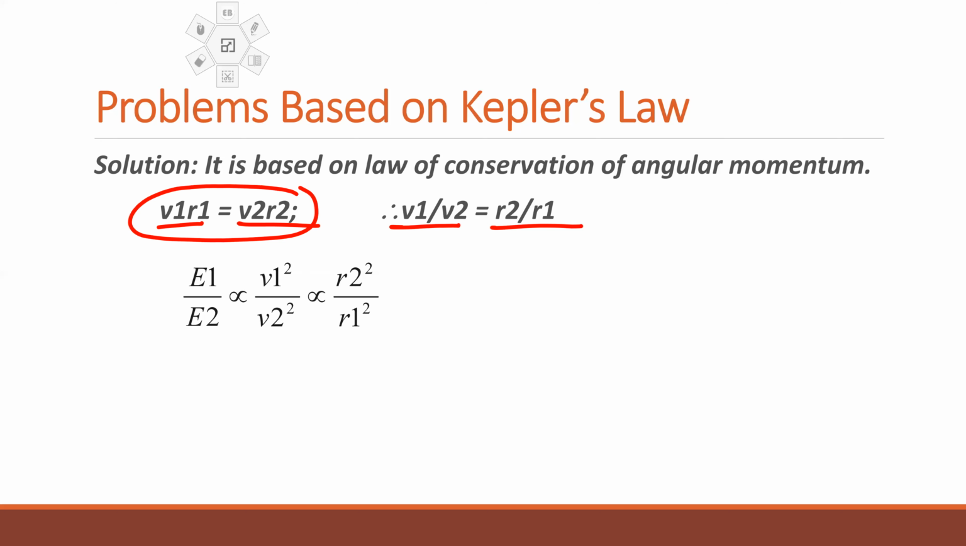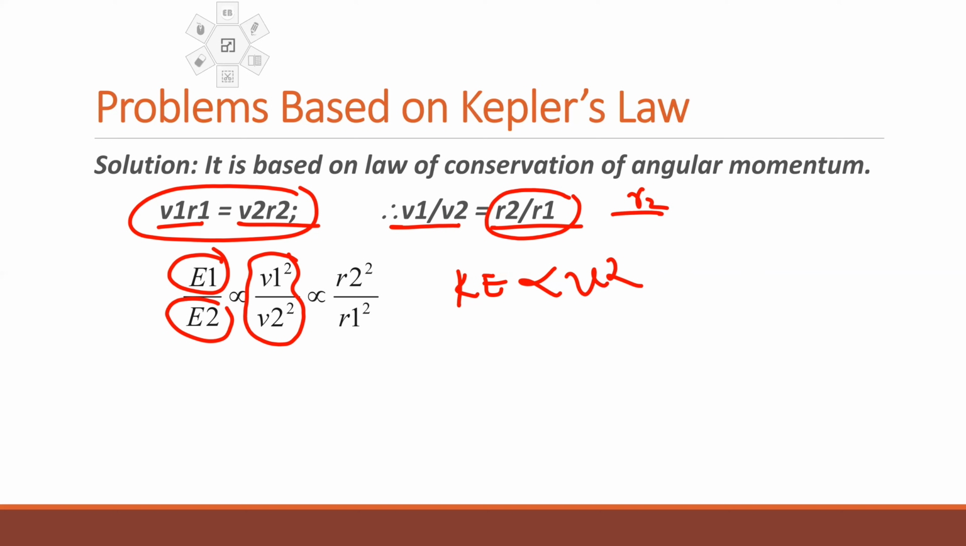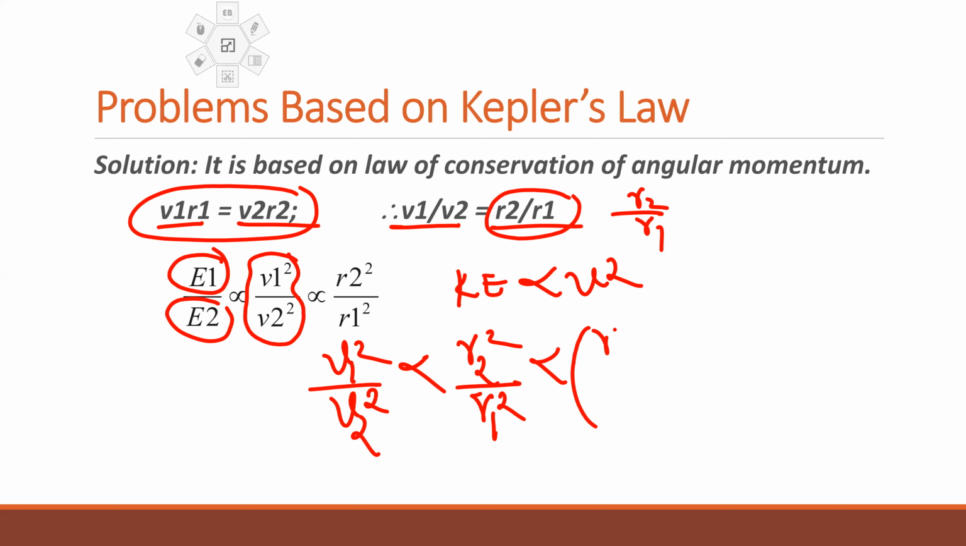Then kinetic energy is directly proportional to V square. That's why kinetic energy E1 divided by E2 equal to V1 square divided by V2 square. But students, here you see V1 by V2 equal to R2 divided by R1. Substitute this. Square it so that V1 square divided by V2 square is R2 square divided by R1 square. Or else I will keep it like this: R2 divided by R1, whole square.